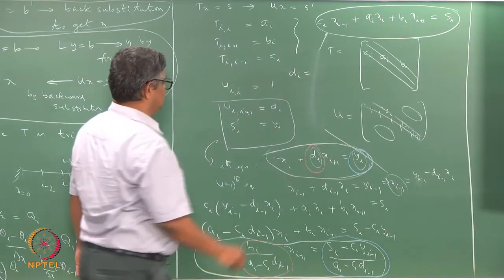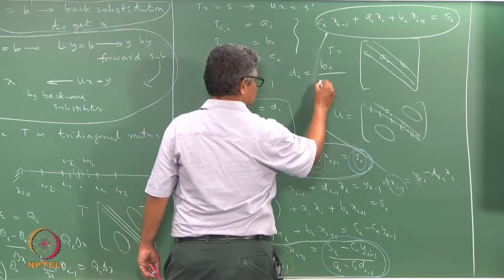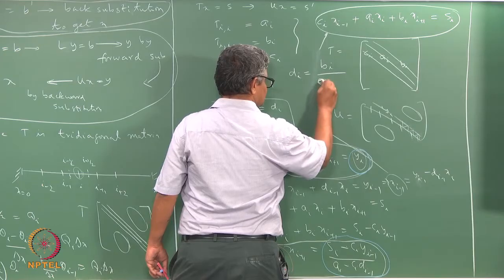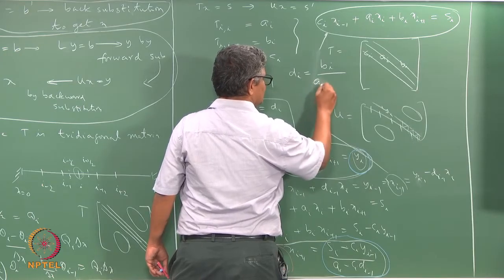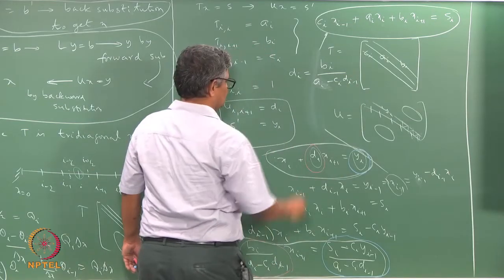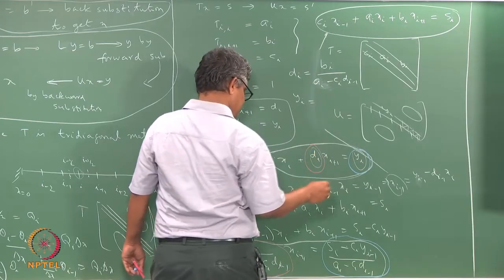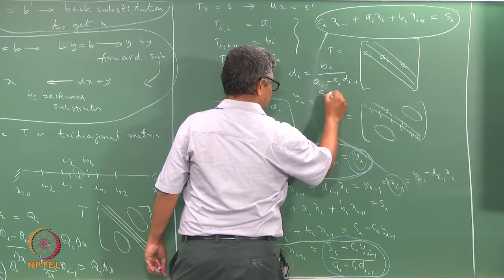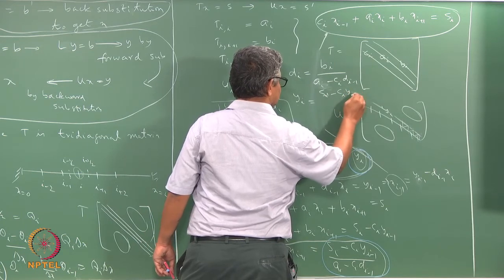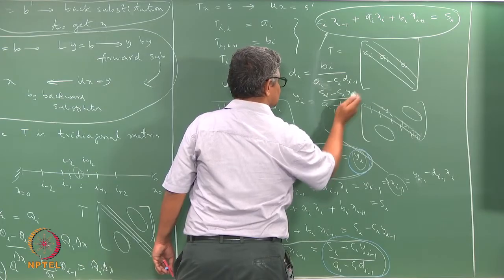di is bi by ci ai minus ci di minus 1, and yi is si minus ci yi minus 1 divided by ai minus ci di minus 1.